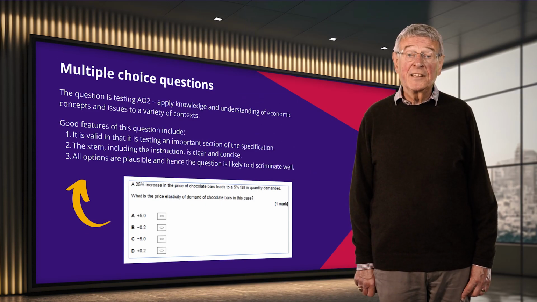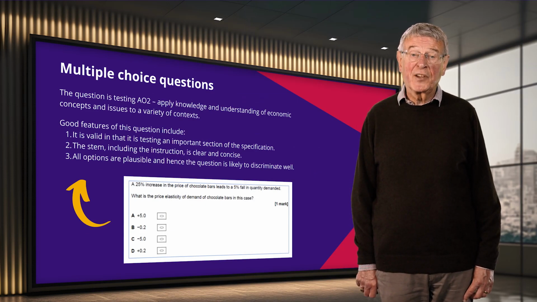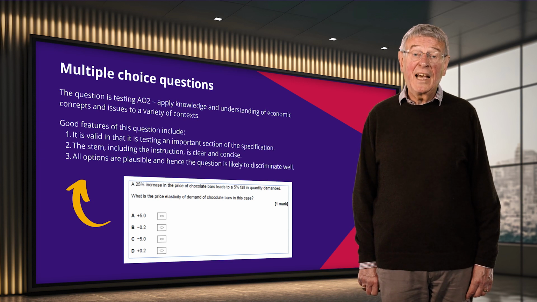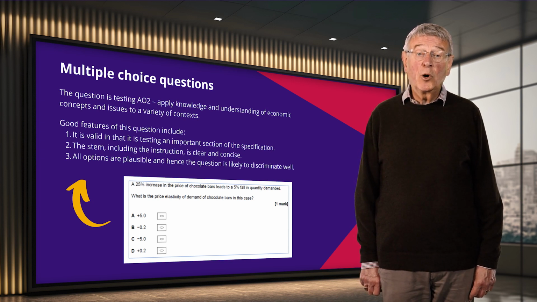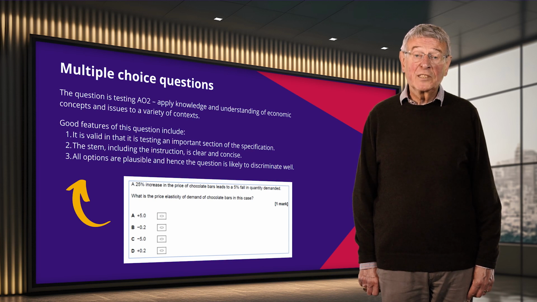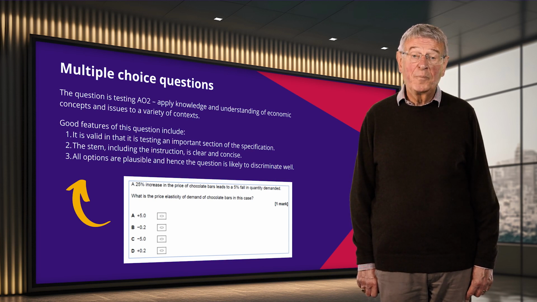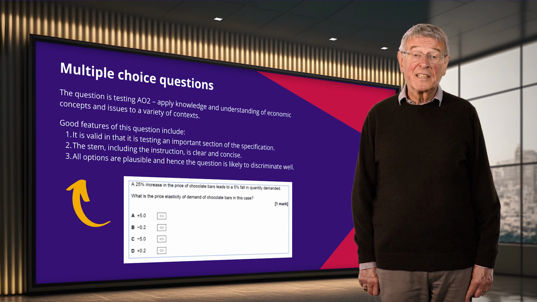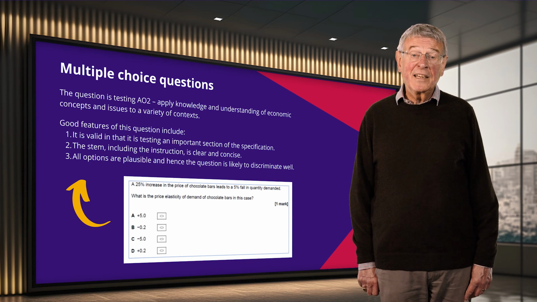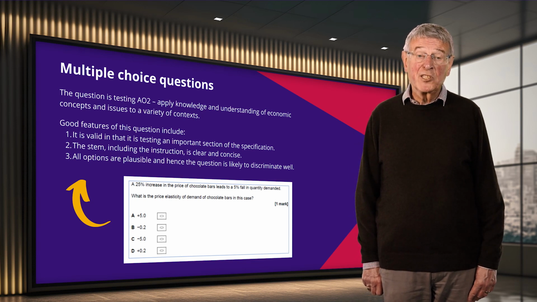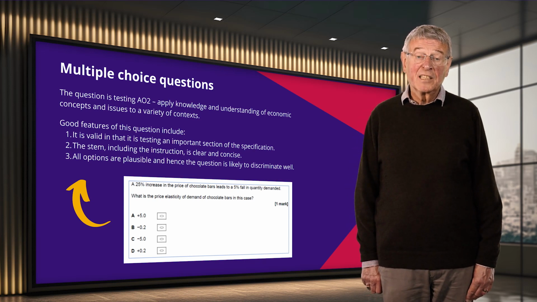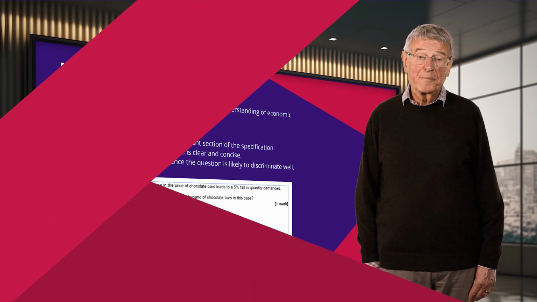Firstly, it's valid in that it's testing an important section of the specification, i.e. price elasticity of demand. The stem, including the instructions, is clear and concise. All the options are plausible, and hence the question is likely to discriminate well. The numbers can be easily determined from the two figures in the stem, and a candidate that doesn't really understand the economic principle could go for a plus as opposed to a minus, hence the distractors are likely to work effectively.